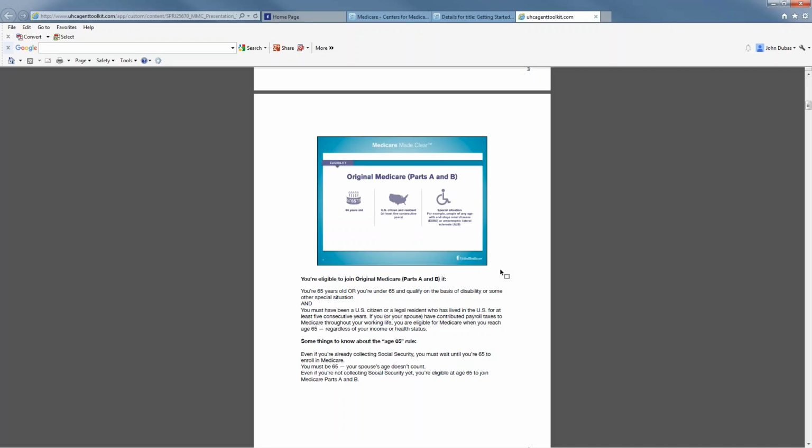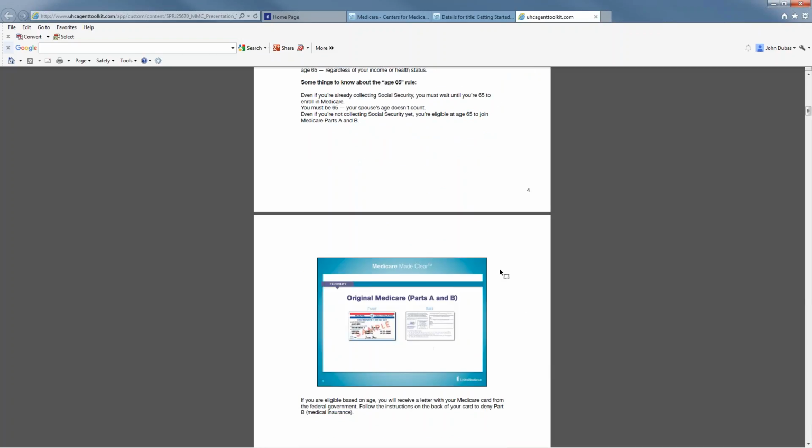My mom and dad were 7 years apart. Dad got on Medicare 7 years before Mom. Mom was, oh my goodness, I got to stay on our individual health plan. Long time ago, pre-ACA, pre a bunch of stuff. But he's on the program 7 years before she is. And even if someone has decided to defer collection of Social Security benefits, they're eligible at age 65 to join Parts A and B anyway.